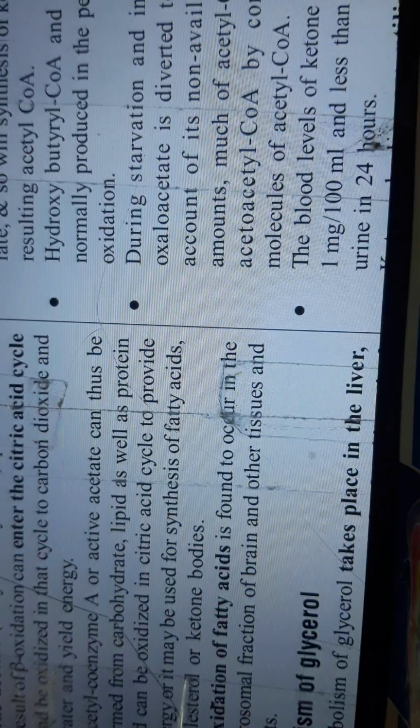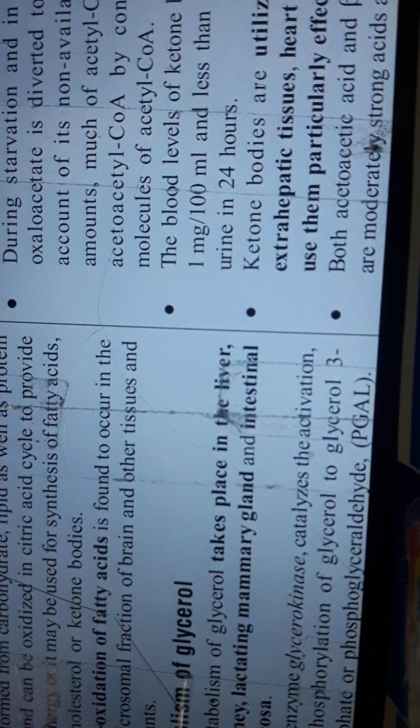Acetyl coenzyme A or active acetate can thus be formed from carbohydrate, lipid as well as protein and can be oxidized in the citric acid cycle to provide energy, or it may be used for synthesis of fatty acids, cholesterol or ketone bodies. Alpha oxidation of fatty acids is found to occur in the microsomal fraction of brain and other tissues and plants.